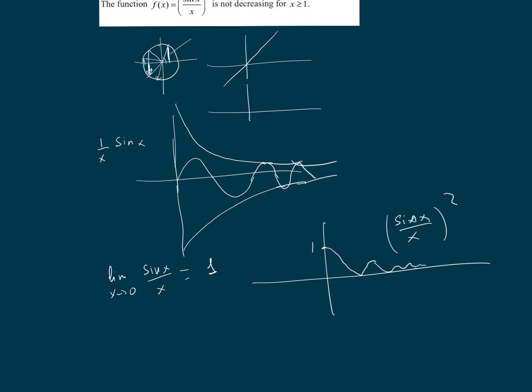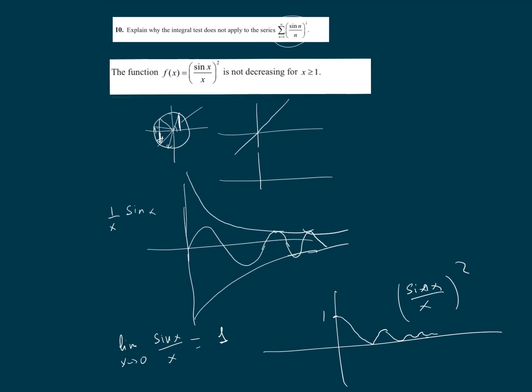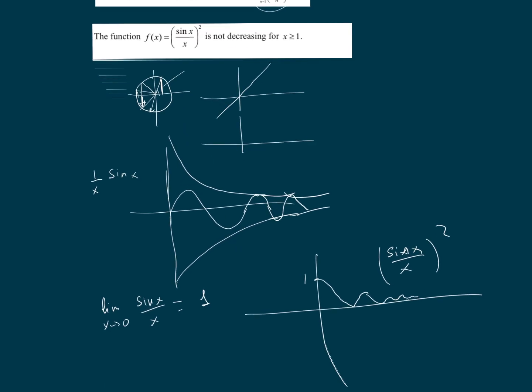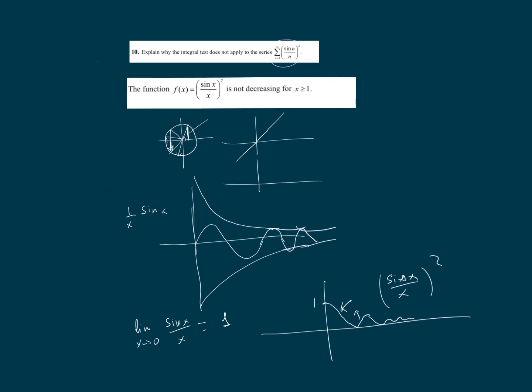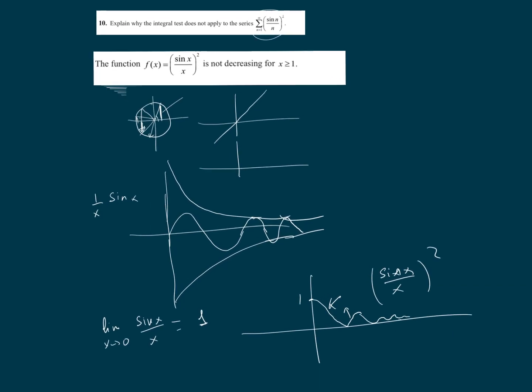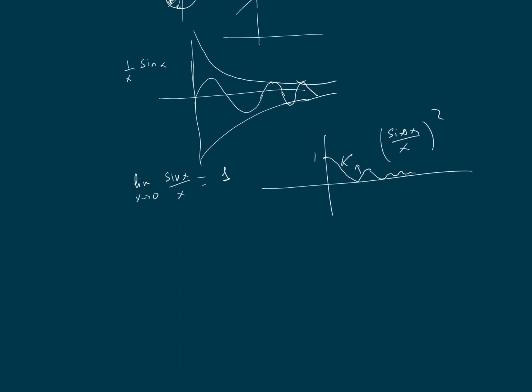So the function is always positive, but it's not decreasing. Sometimes it's decreasing like this, sometimes it's increasing like this. So you cannot apply the integral test to know if this series converges or diverges, because to apply the integral test, the function has to be decreasing all the time.